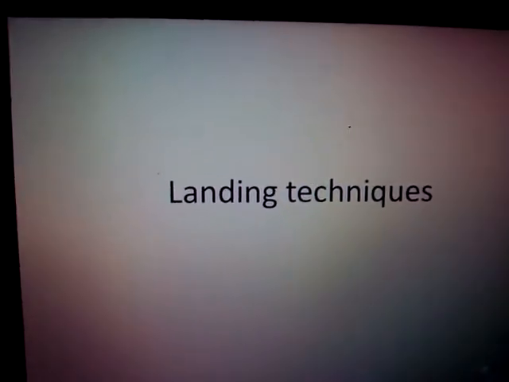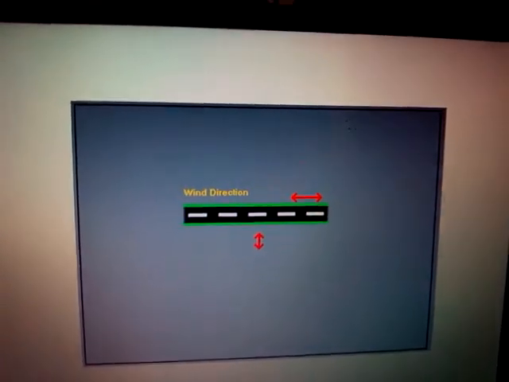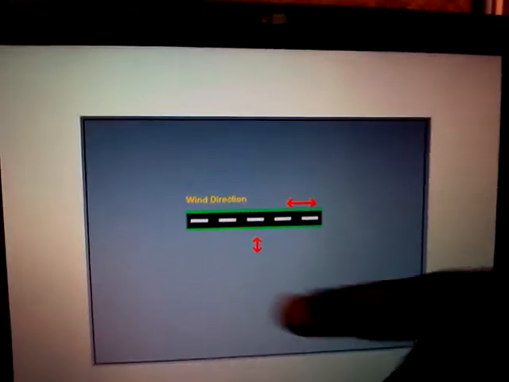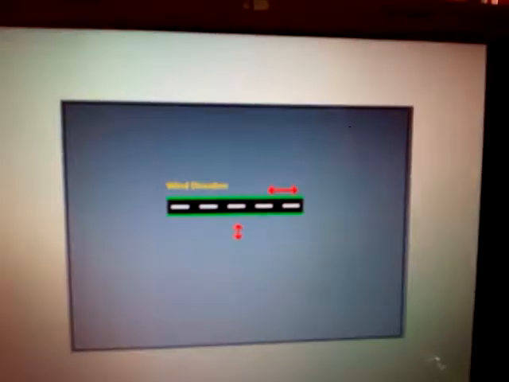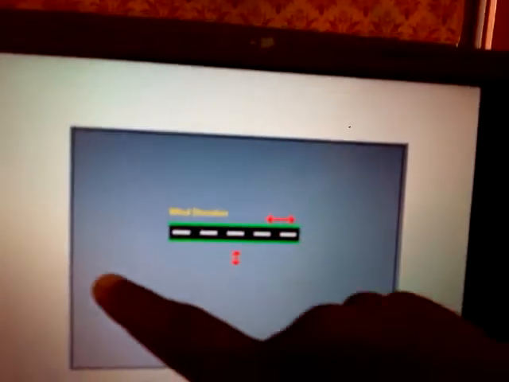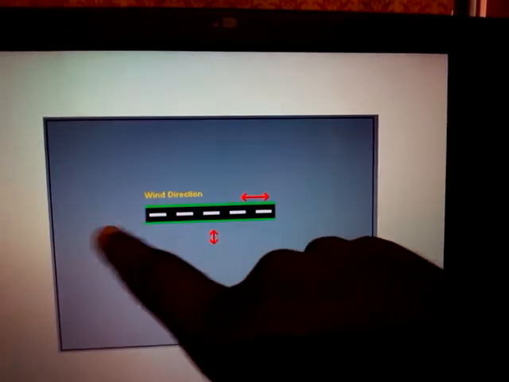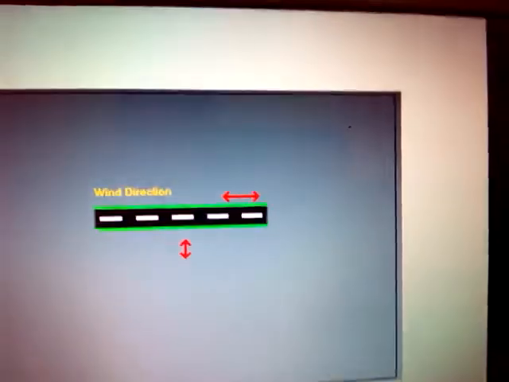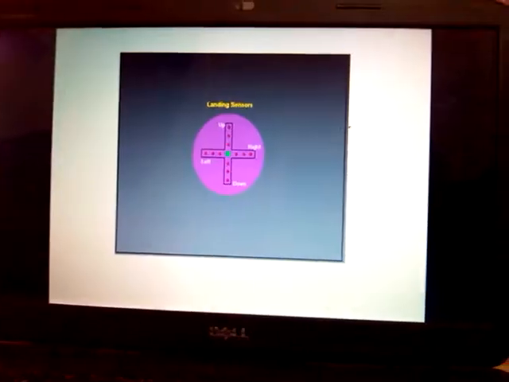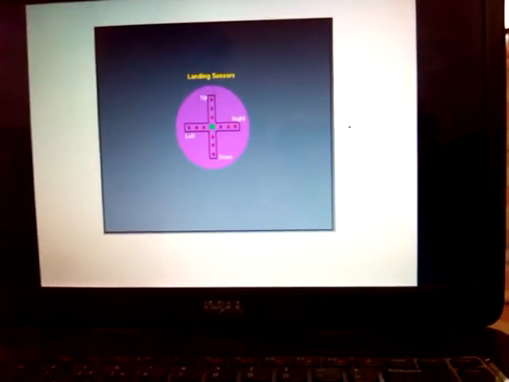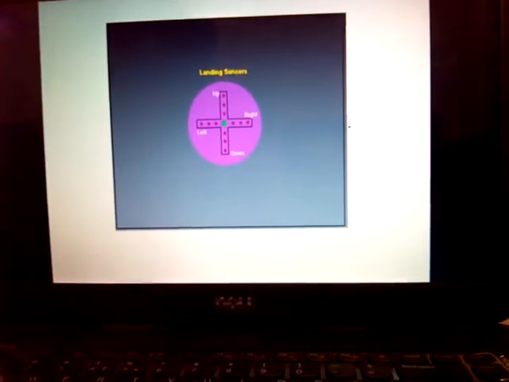These are the landing techniques for ALS, the aircraft landing system. First one, wind direction. It is measured at a midpoint from the runway point, which is 2.8 kilometers, when a flight reaches the midpoint, and the fan is used to find the wind direction. These are the landing sensors, which are used to detect the movement of a lever which is present in the aircraft.